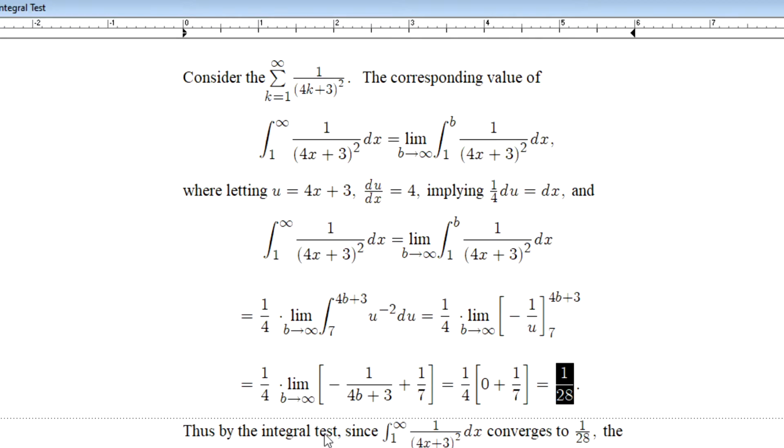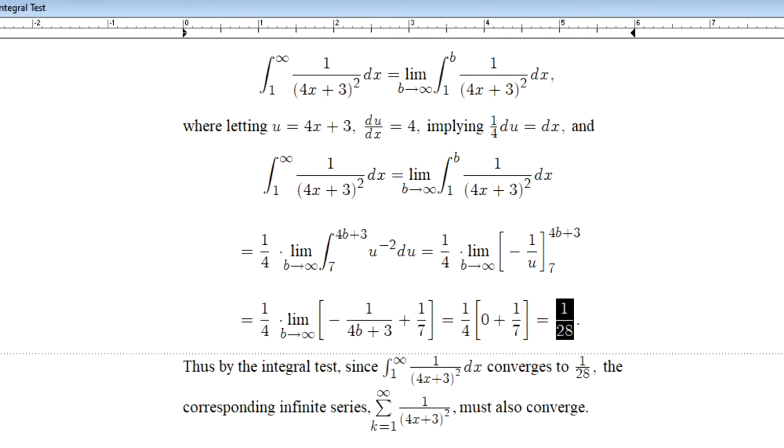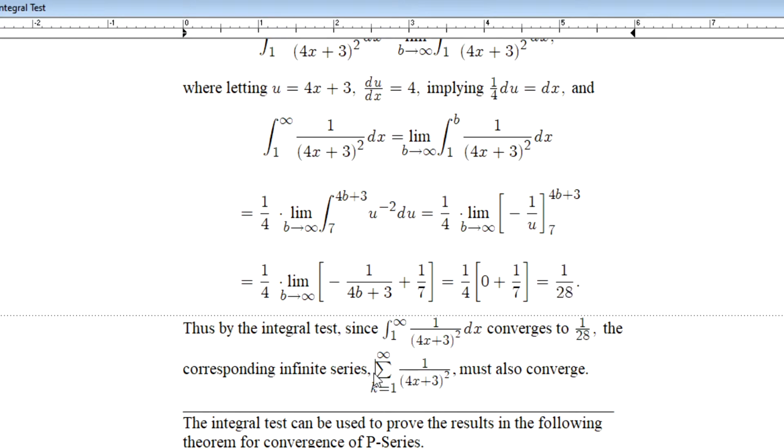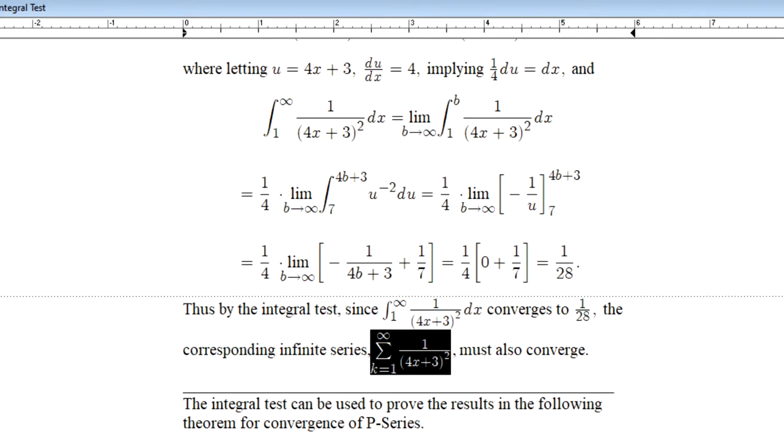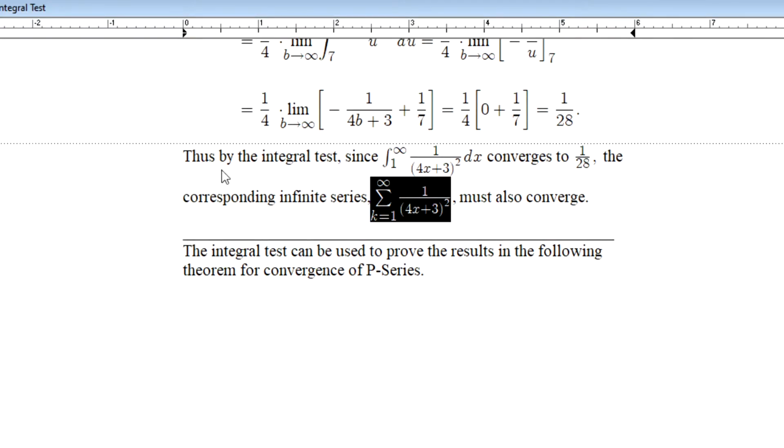Thus, by the integral test, since the integral from 1 to infinity of 1 over (4x plus 3) squared dx converges to 1/28, we can also say the corresponding infinite series must also converge. Again, that is the integral test, folks. We can go on to take note.